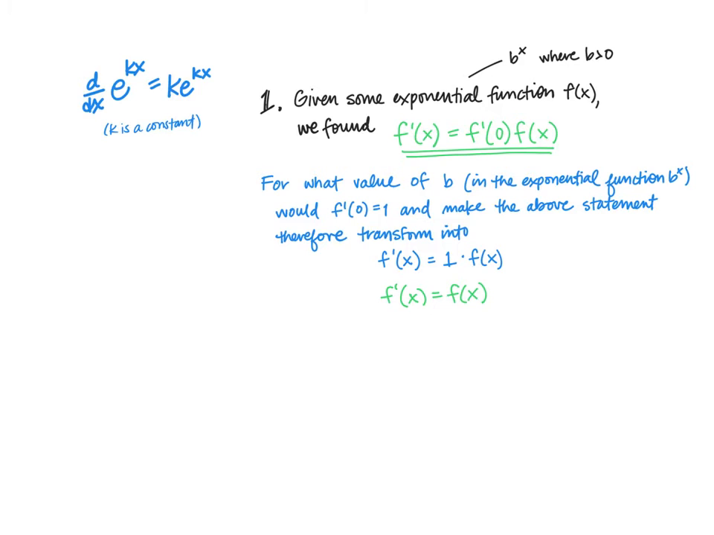So mathematicians began asking, for what value of b, meaning what value does the base of the exponential function need to take on? As in, we're looking at the functions b to the x. What does b need to equal in order for that derivative value at 0 to be equal to 1? And of course, if the derivative value at 0 is equal to 1, it would make this statement up here turn into this statement down here, which would be really interesting because that would mean that the derivative of the function was equal to the original function.